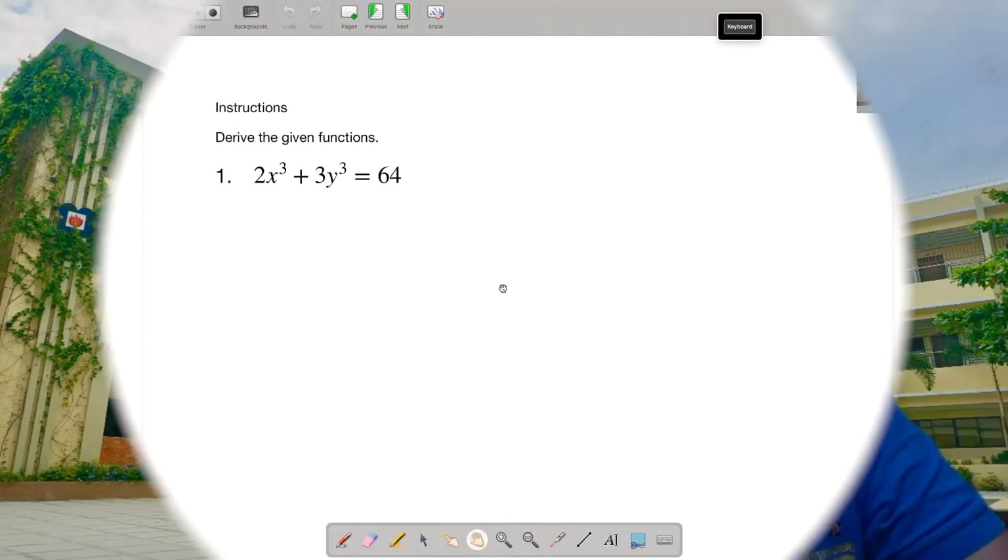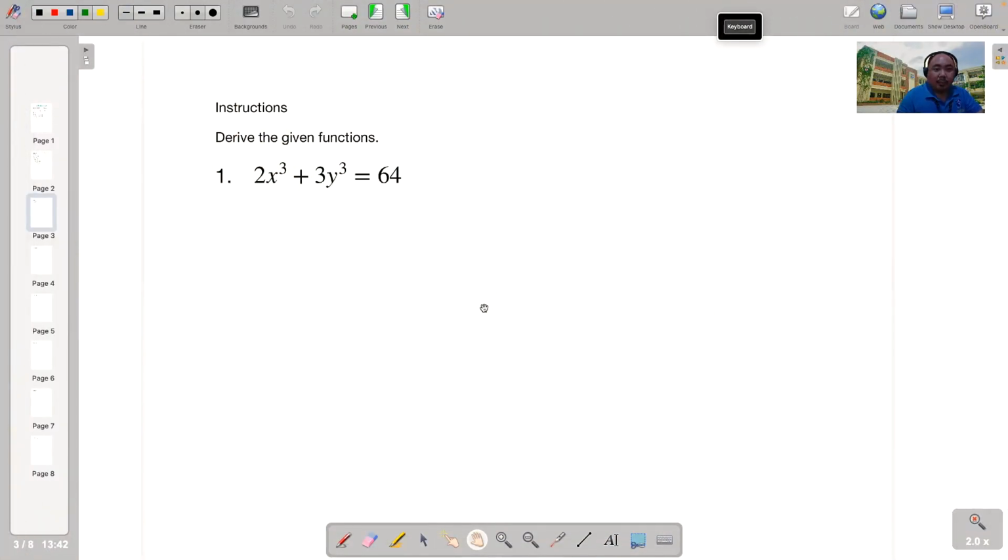This time we are going to see more examples of using the implicit differentiation technique. So let's get started. You will see in this example that obviously we are going to do implicit differentiation because we see that the dependent variable y is of the third order. You have a y cubed.